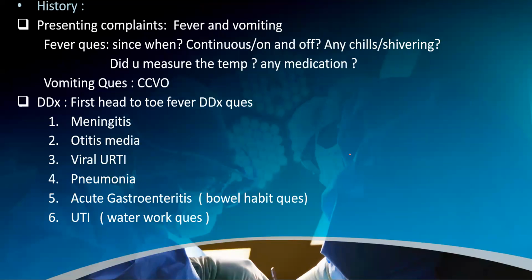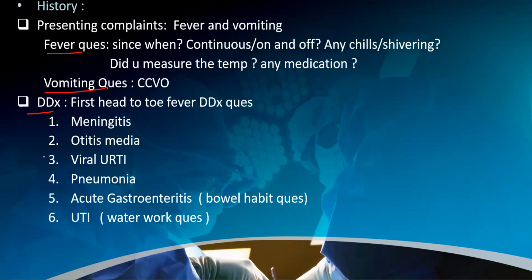After that, you go to the vomiting questions, the same vomiting questions we did before. Once you are done with your history of presenting complaint, fever and vomiting, then you come to your differentials. In this case, your differential should start with the fever-related questions first, which means you are not going to ask about bowel habit, and you are not going to ask about intussusception initially in this case.